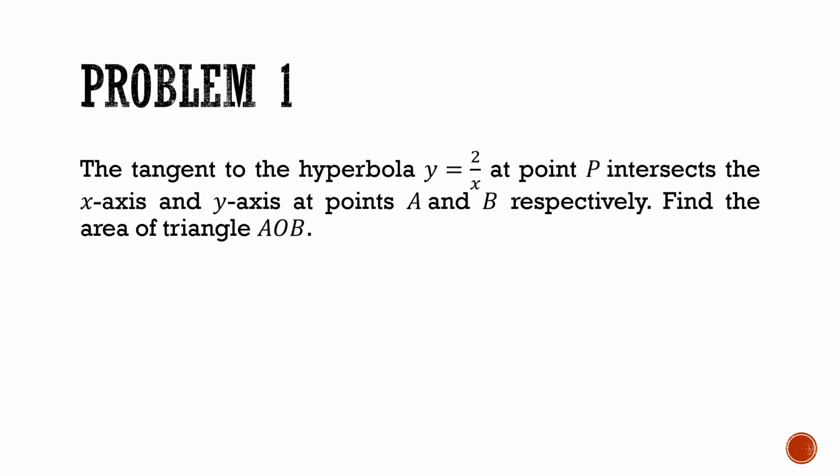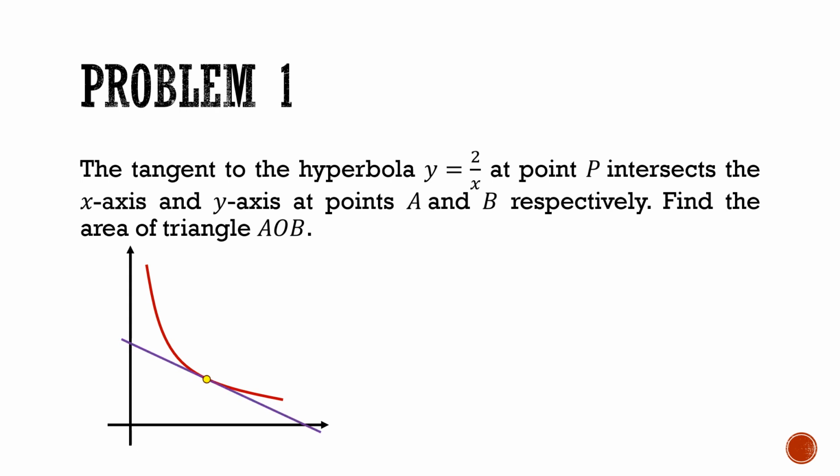So first we can construct the hyperbola, and let's mark a random point on the hyperbola and draw a tangent to that point. So this tangent will intersect the x and y axis at A and B that we need to find. Next, we can assume that this random point P has an x coordinate of a. The y coordinate will also be 2 over a. So point P has coordinates a, 2 over a.